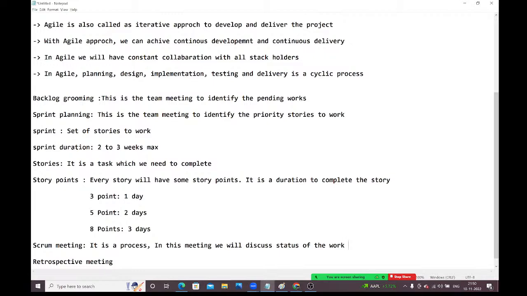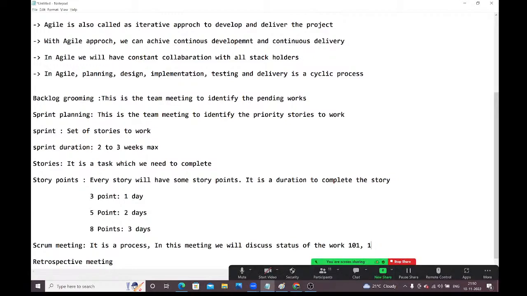Every story will have a story ID. I am currently working on story 101. It will be completed in the next 2 hours, and I will hand over this story for testing. Once it is completed, I will start 102. Like that, we need to give the status in the Scrum meetings. It is a process, guys.